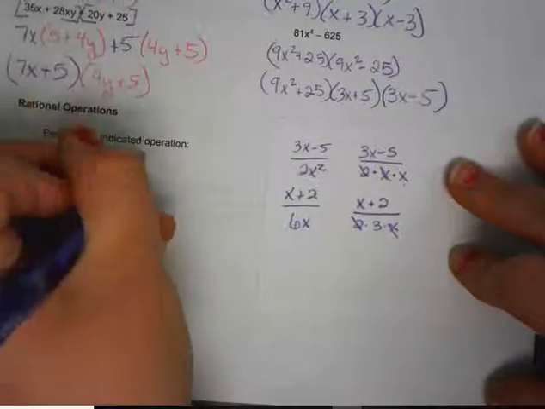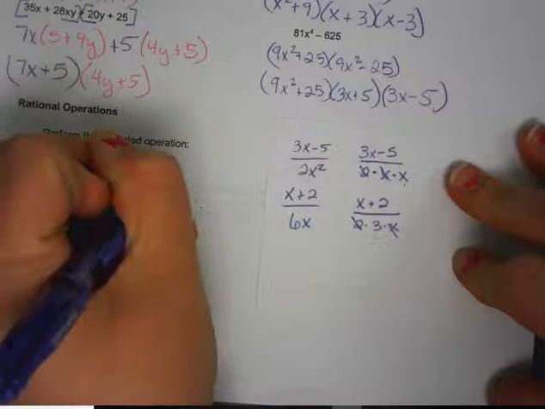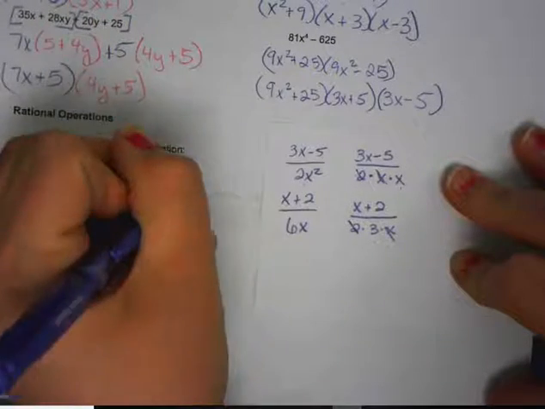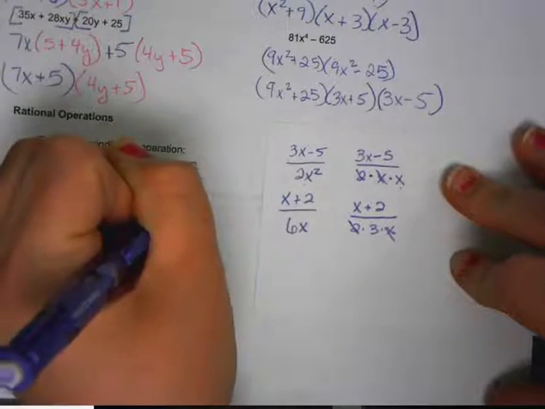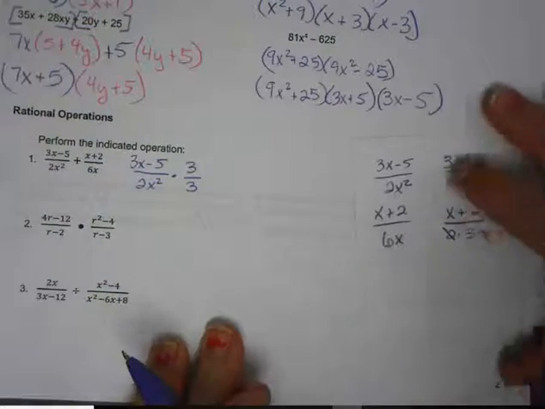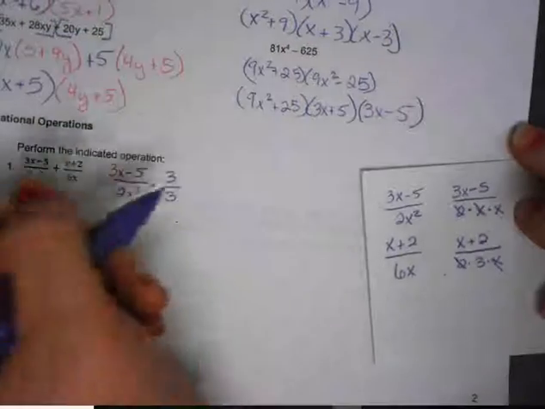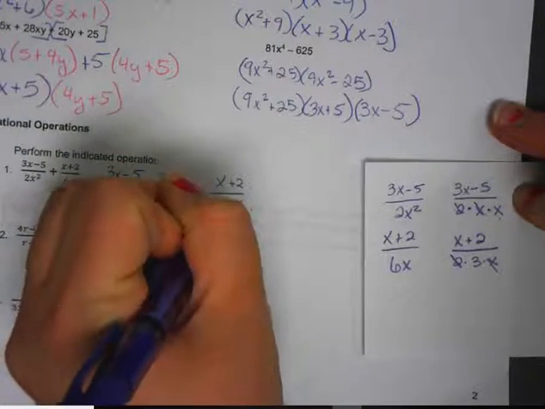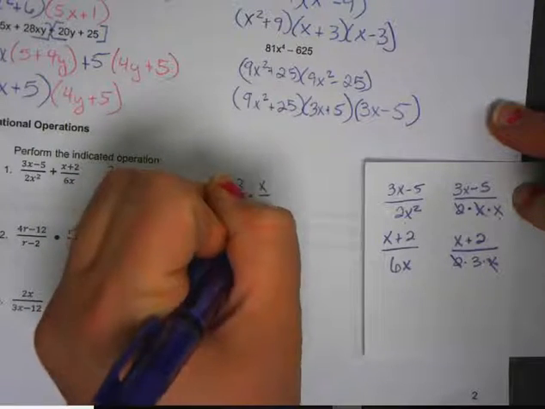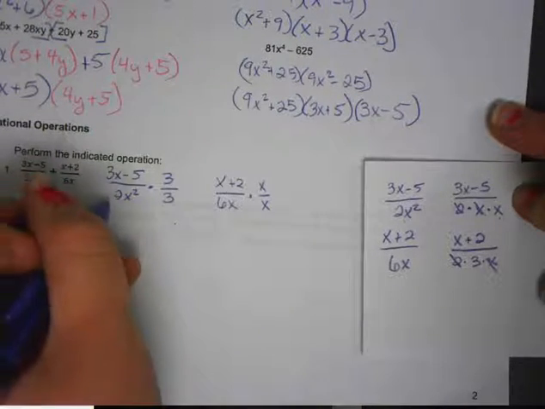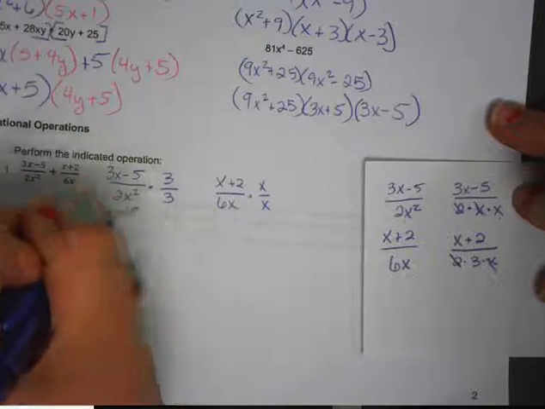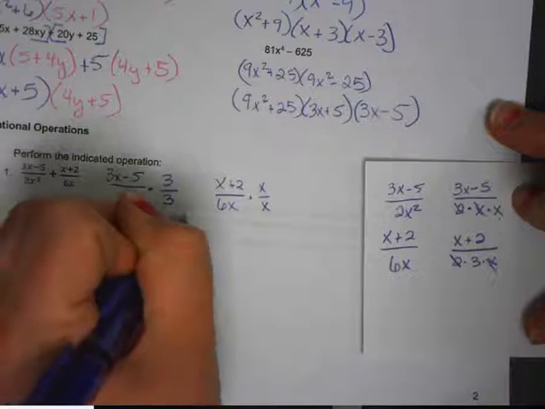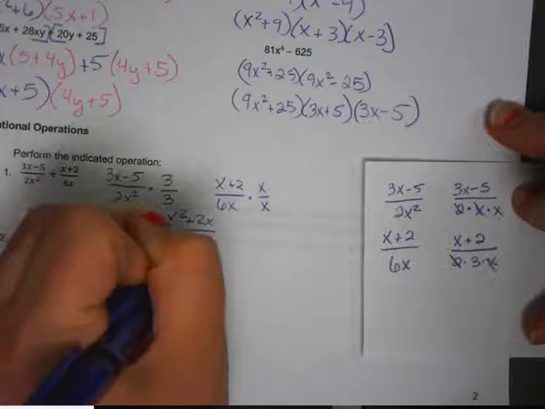So I'm going to have my 3x minus 5 over 2x squared, and then I need to keep it equal, but I still need 3. So I'm going to multiply it by 3 over 3, because 3 over 3 is 1. And then I'm going to have x plus 2 over 6x, and we need an x for this one, so we're going to have x over x. So that's going to give me 9x minus 15 over 6x squared plus x squared plus 2x over 6x squared.